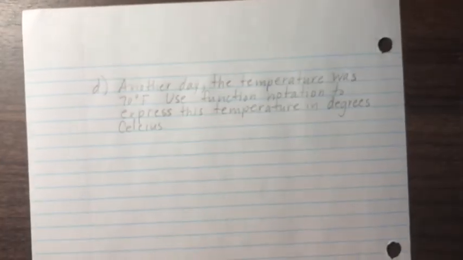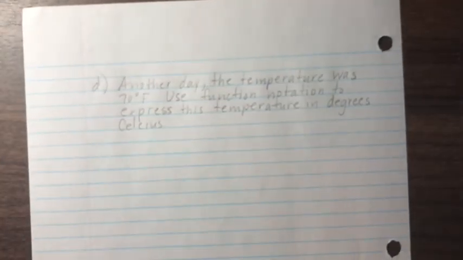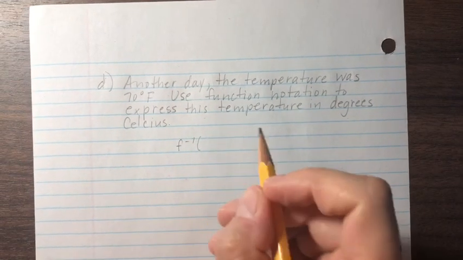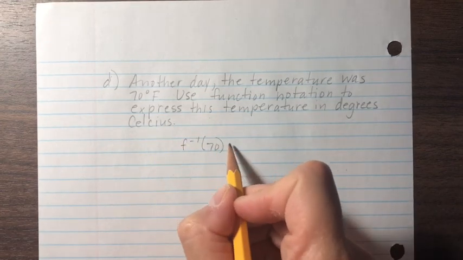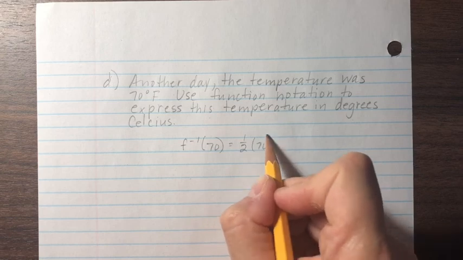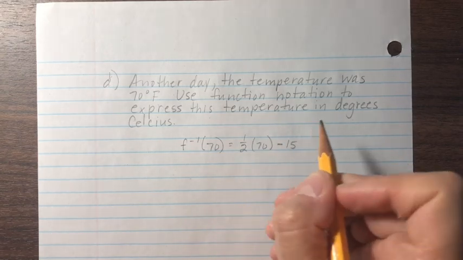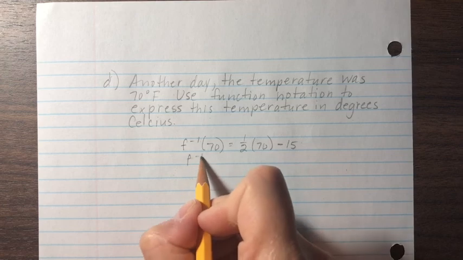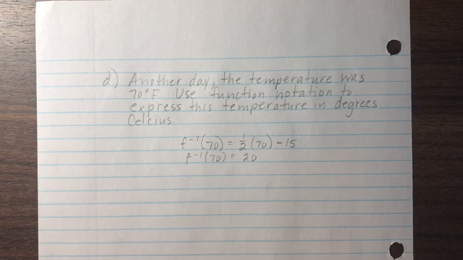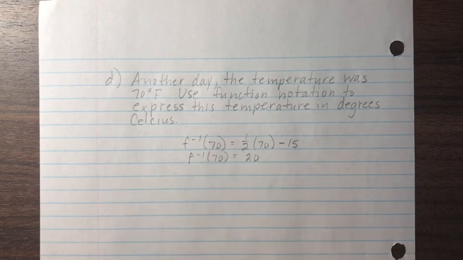And last part here, it says another day the temperature was 70 degrees Fahrenheit. Use function notation to express this temperature in degrees Celsius. So in this case, I want to find the Celsius temperature from the Fahrenheit, so I have to use the inverse function. And I'm going to sub in 70. So I have to take half of 70 and subtract 15. And that would give me a temperature of 20 degrees Celsius. And so 70 degrees Fahrenheit is 20 degrees Celsius.